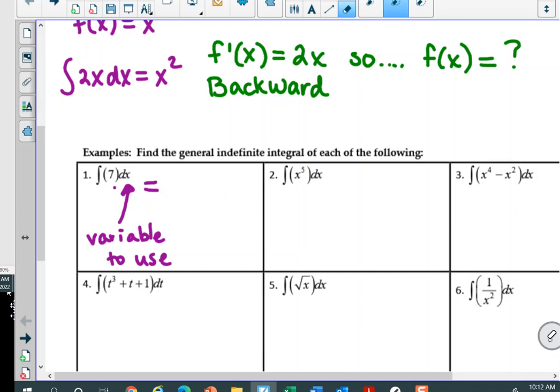Write that again in a prettier way: 7x plus c. You know you're right if you take the derivative of your answer and you get back to the integrand, the thing sitting next to the integral. The derivative of 7x is 7. When I take the derivative in terms of x, the derivative of a constant is 0. So 7x plus c has a derivative of 7. 7x plus c, as my son would say, good job. Thumbs up, good job. That's the function I'm looking for.